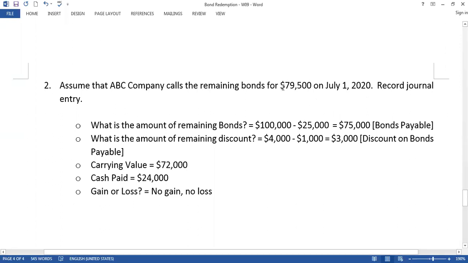And how much cash did we pay? We paid cash of $79,500. So do we have a gain or loss? How much? $7,500 is the loss. So you understand how to do the calculation.